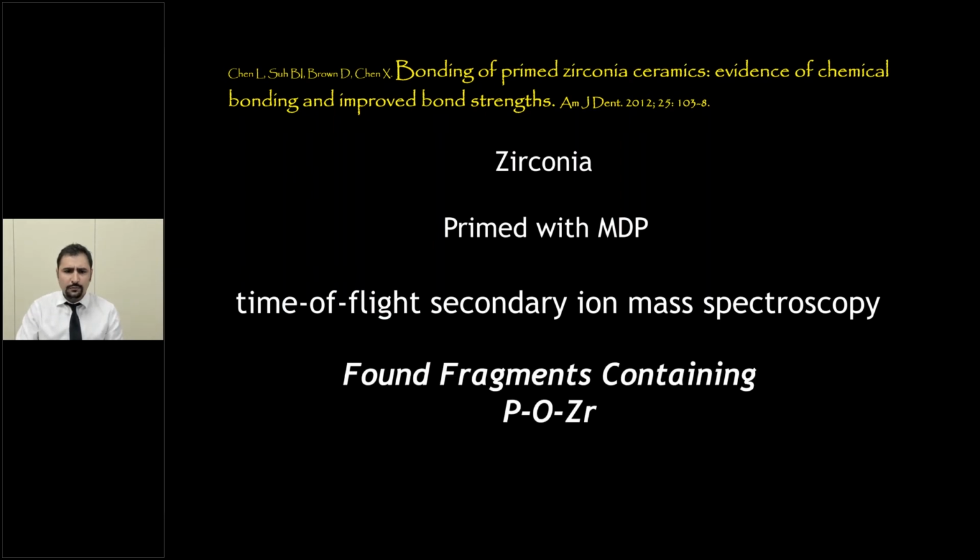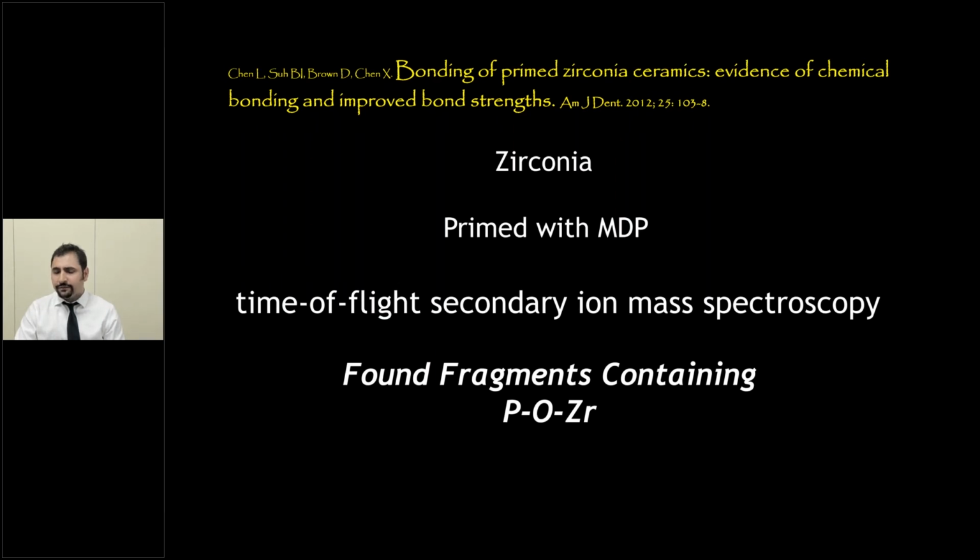When they scraped it off, they found different fragments of the bond between the phosphate group and the zirconia. Remember, there was a phosphate group in MDP that loved to bond to zirconium oxide, and there was another side that loved to bond to the resin cement. Once they used the MDP primer, they found fragments of bond between phosphate and zirconia, and that proved there is a chemical bond between zirconia and MDP.